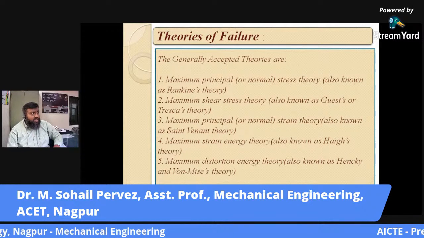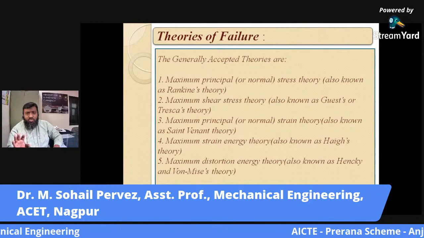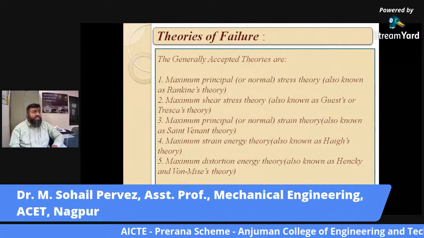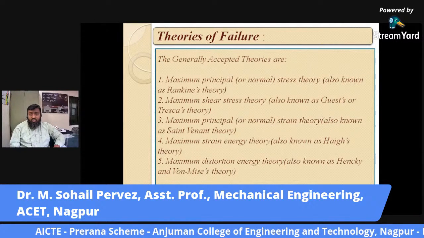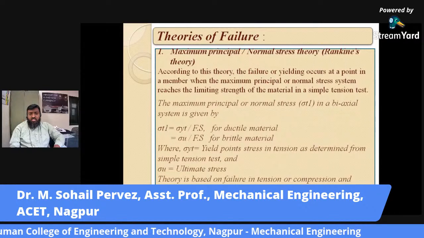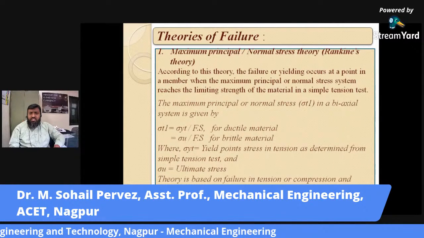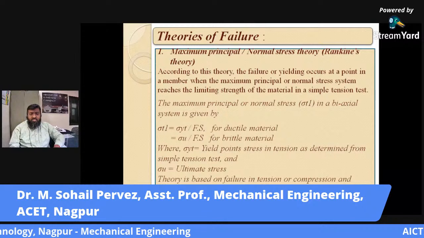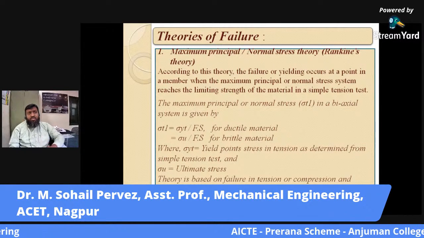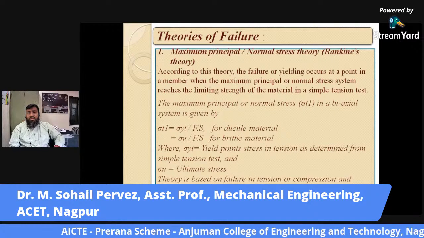There are certain other theories also, but these are the most predominant and generally used theories of failure in the design of mechanical components. Now we will go one by one for these theories, and these are very, very simple theories. But we have to understand the basic concept. Why do we study these types of theories? Maximum principal or normal stress theory.